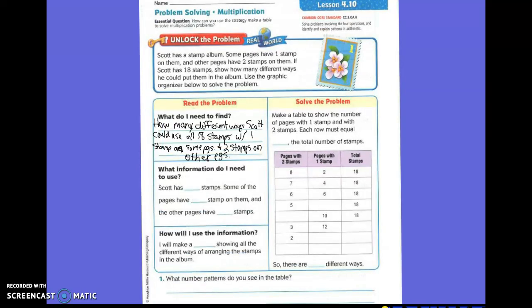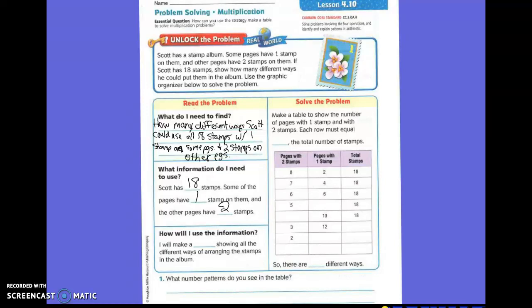Okay, what information do we need to use? It has some sentence starters for us. Scott has blank stamps. How many stamps does he have, Tyson? 18 stamps. Some of the pages have blank stamp on them. Everyone? One. And other pages have blank stamps. Everyone? Two.